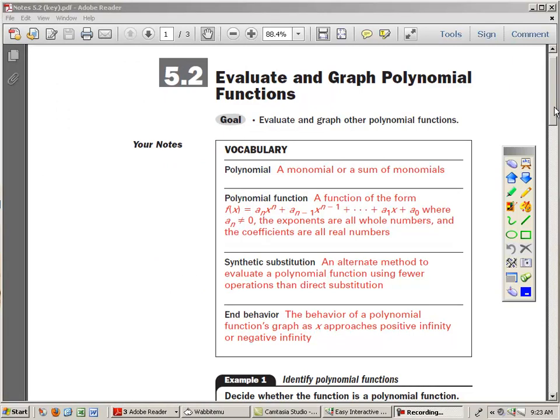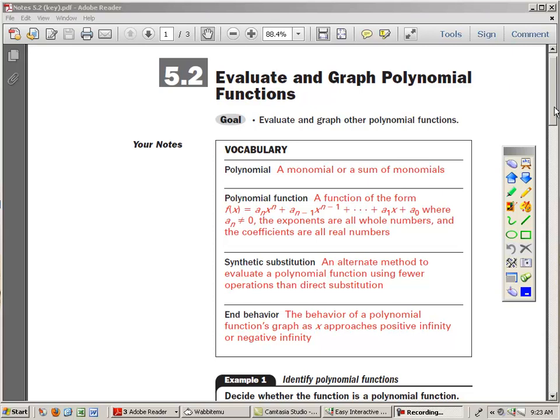Our second lesson for Chapter 5 is Lesson 5.2, called Evaluating and Graphing Polynomial Functions. In Section 5.2, we're going to take a look at a couple of different ways that we can evaluate a polynomial function for a specific value of x. We're also going to be talking about the graphs of those polynomial functions and what they look like.